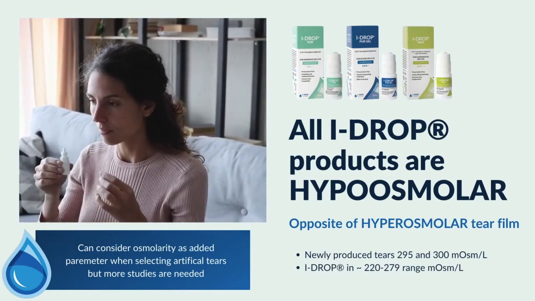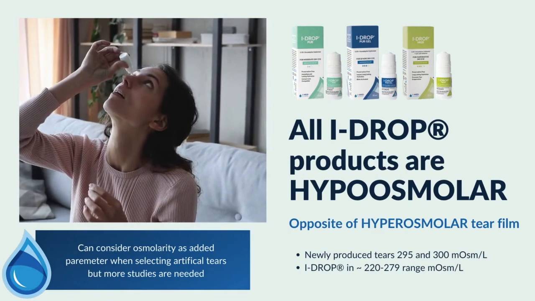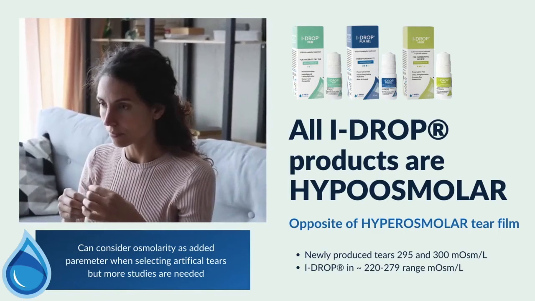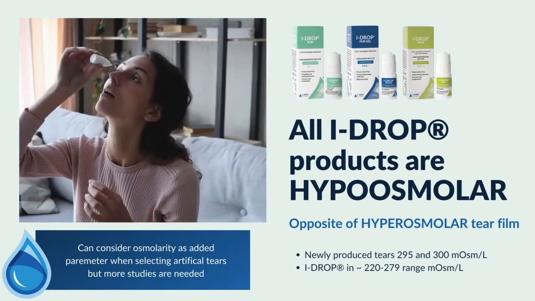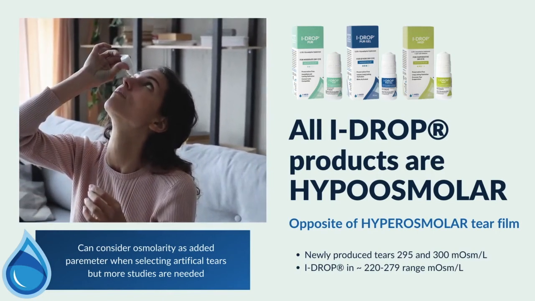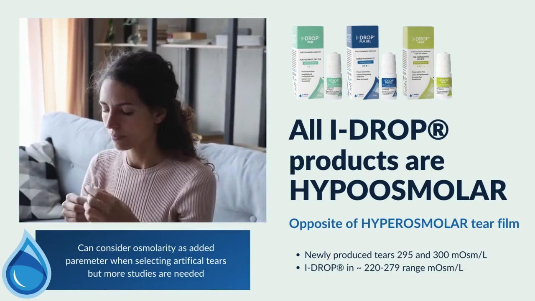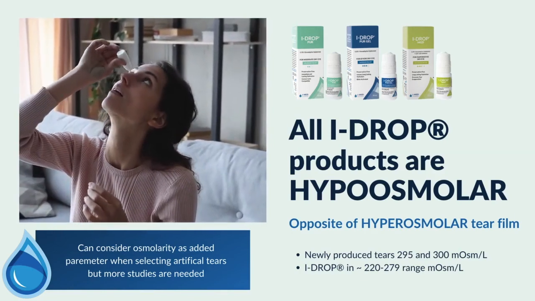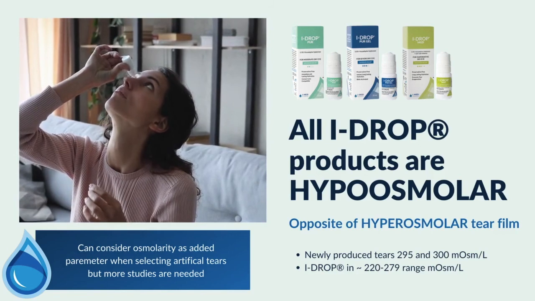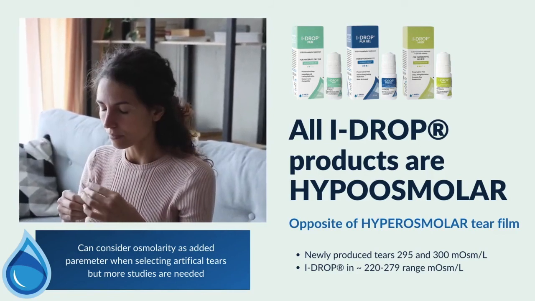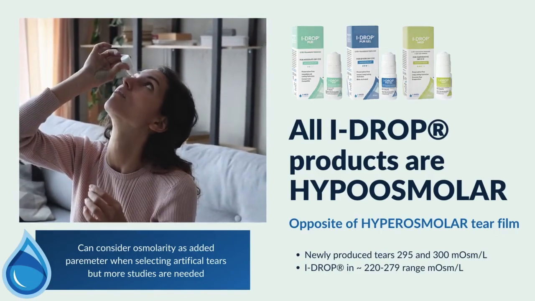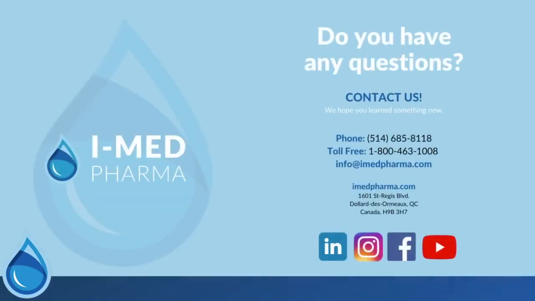Keep in mind, we still need more research to show the benefit of using eye drops with a hypoosmolar osmolarity. But so far, all the studies that have been done have pointed to looking at osmolarity of the eye drop as an added parameter when choosing an artificial tear. The theory behind this is really that it could kind of balance out. If you have hypoosmolar eye drops, it could balance out that hyperosmolar tear film.